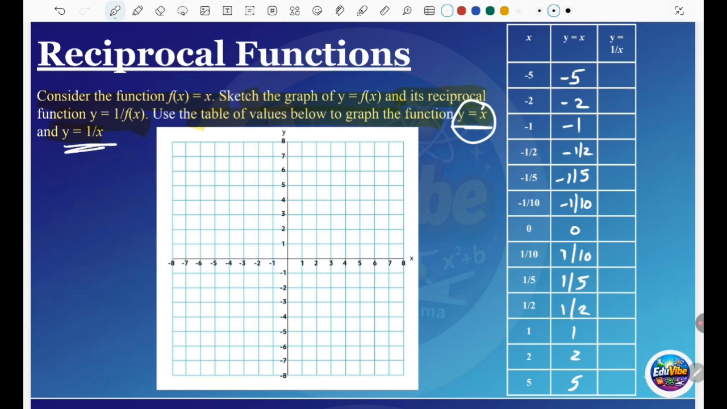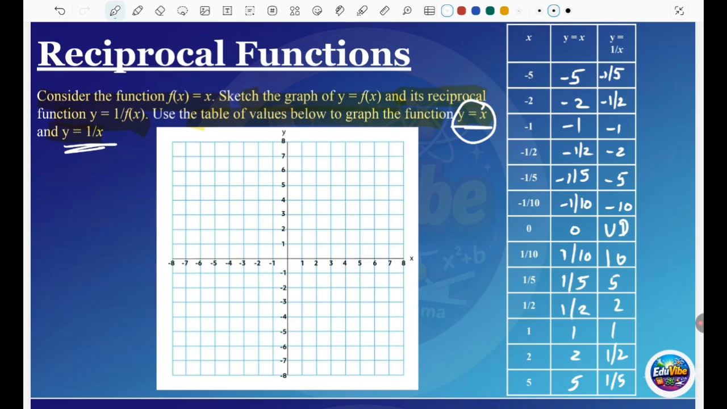And for the reciprocal one, you just take the reciprocal of all the y is equal to x values. So it's going to be minus 1 by 5, minus 1 by 2, minus 1, minus 2, minus 5, minus 10. Now 0: the reciprocal of 0 is undefined, so you have to know that. Then you have 10, 5, 2, 1, 1 by 2, and 1 by 5. So you get these values and you have to plot the graph of these values.